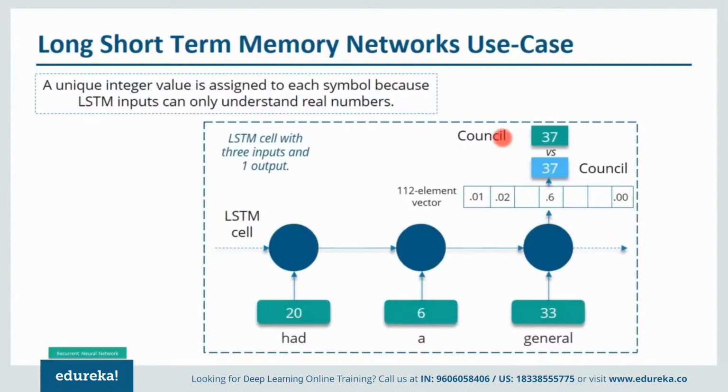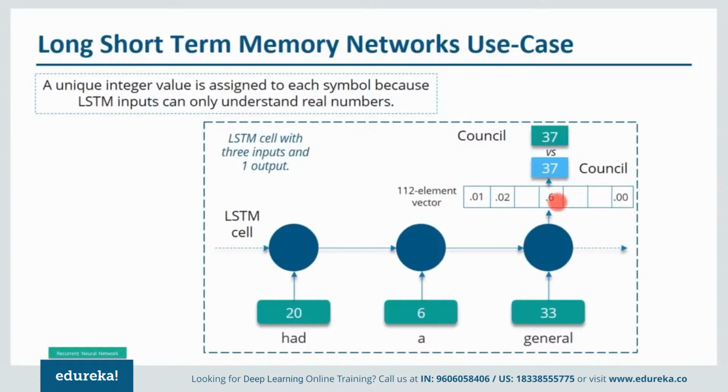Technically, we know that LSTMs can only understand real numbers. Alright, so what we need to do is convert these unique symbols into a unique integer value based on the frequency of occurrence, and like that we'll create a dictionary. For example, we have had here that will have value 20, A will have value 6, general will have value 33. Alright, and then our LSTM will create a 112 element vector that will contain the probability of each of these words or each of these unique integer values.